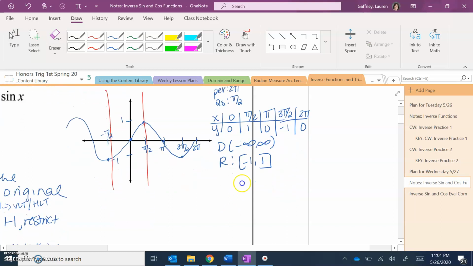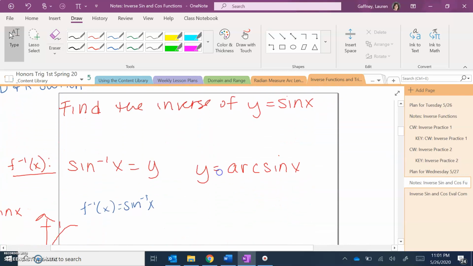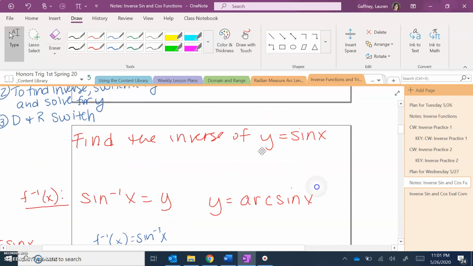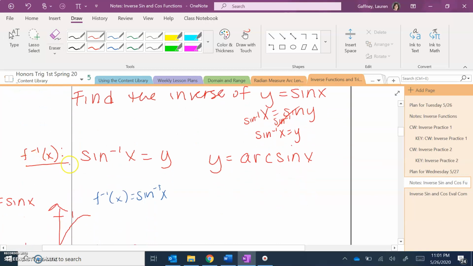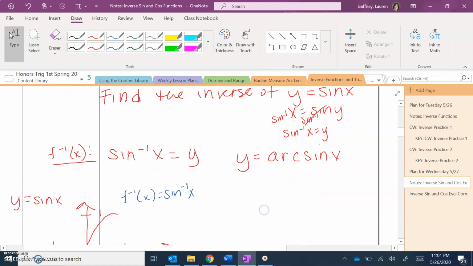Okay. So let's come down here and do a little bit more with this. If we wanted to find the inverse of sine x, remember, we switch x and y and solve for y. To get rid of sine, we would have to do sine inverse. But what you do to one side, you have to do to the other. So we're going to be left with sine inverse of x equals y. So that's how we find the inverse algebraically of sine. So the inverse is going to be sine inverse of x. Some people write it as arc sine of x. That means the same exact thing as sine inverse. So if you ever see arc and then a trig function, it's saying the same thing as the inverse.